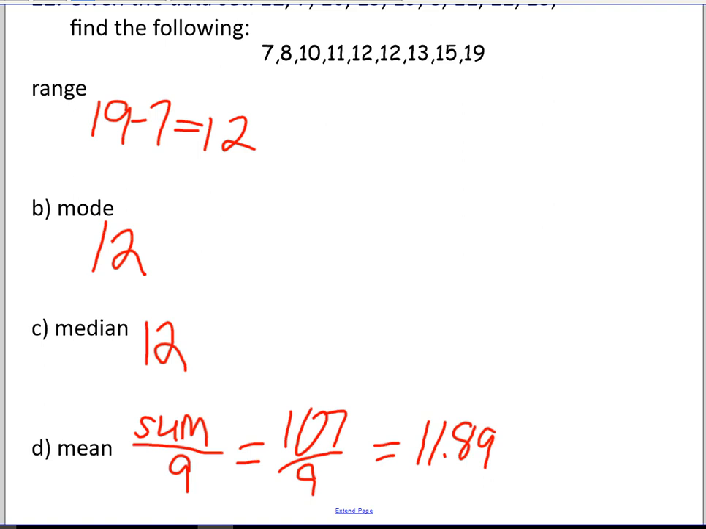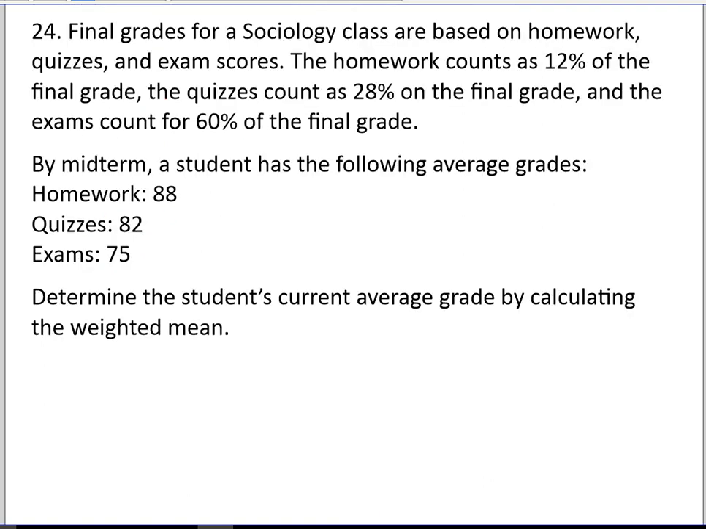Let's look at 24 next, where we're doing our weighted means. So remember, weighted means you're multiplying the weight times the scores and then finding the sum of that. For sociology class, homework counts as 12%. So next to our homework score here of 88, we're going to put our 12%. If we multiply that part right now, we see that's 10.56 points towards the final grade.